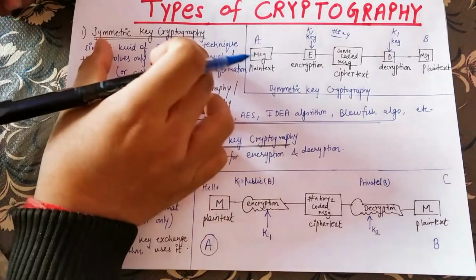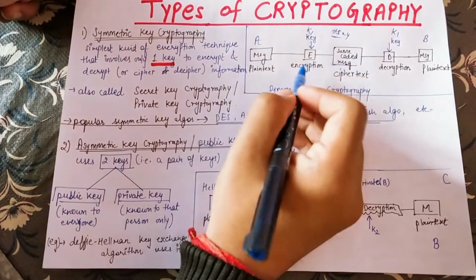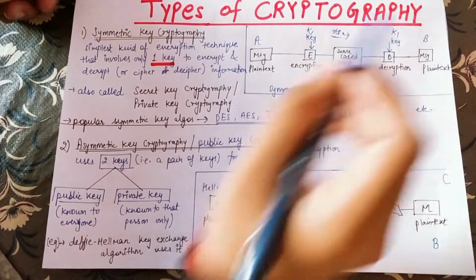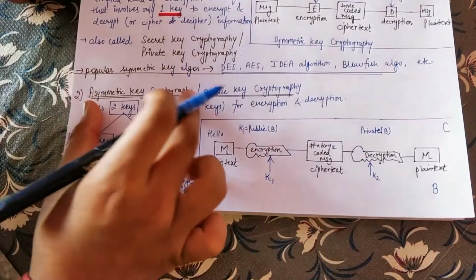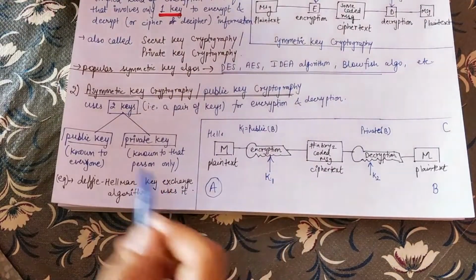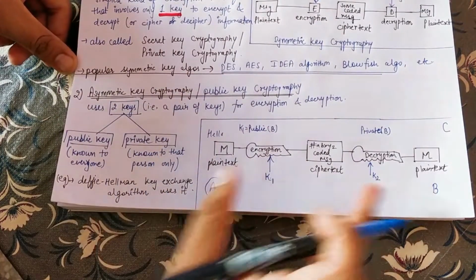So in short, in symmetric key cryptography we have only one key, K1, which is used for encryption and decryption, okay. And in asymmetric key cryptography, guys, we have two keys, that is the public and private key concept, and this is the whole scenario.